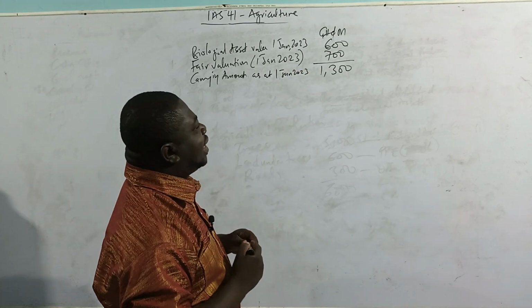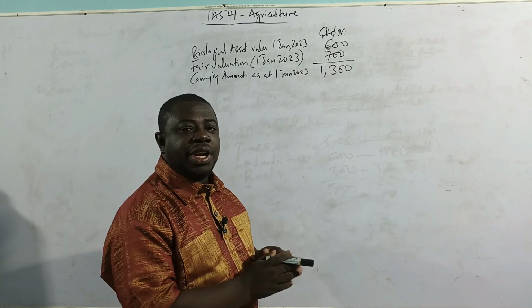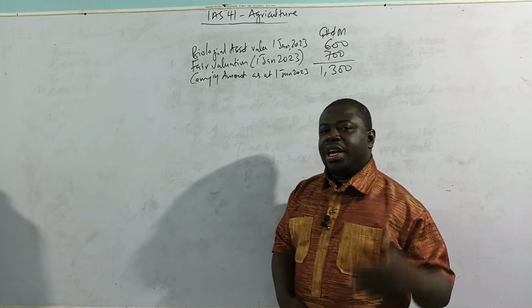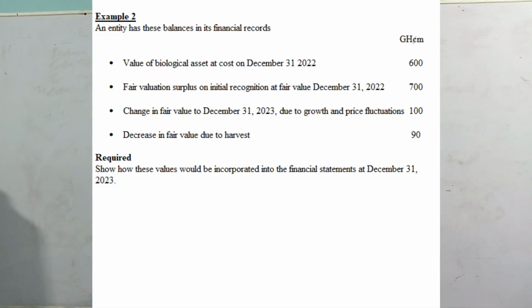So these two existed from the previous year. So in combination, we have our opening fair value. Then we look at the changes that happened this year. Remember, there was an increase of 100 and there was a decrease of 90. We are told that change in fair value to December 31st, 2023 is due to growth and price fluctuations.